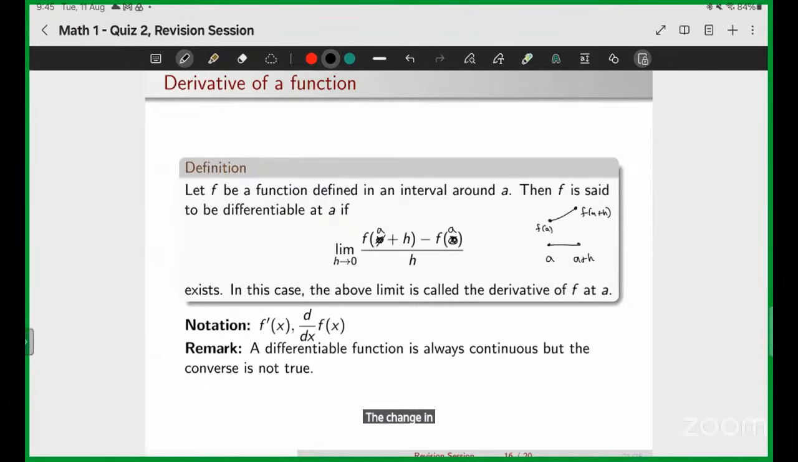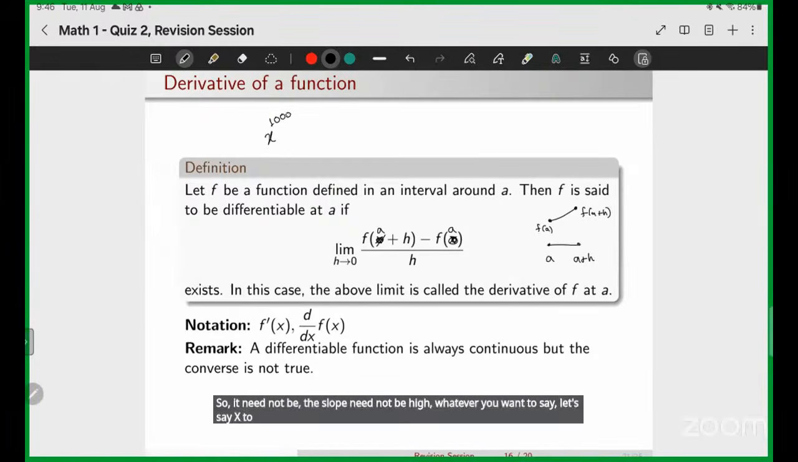Suppose I take a polynomial of a very high degree, x raised to 1000. If I differentiate it, I will get a very big value, right? Not necessarily, the slope need not be high. All polynomials are smooth, as in they are differentiable, but the slope need not be high. Let's say x to the 1000.